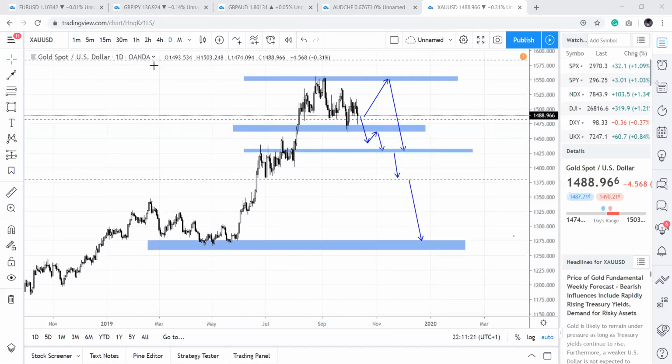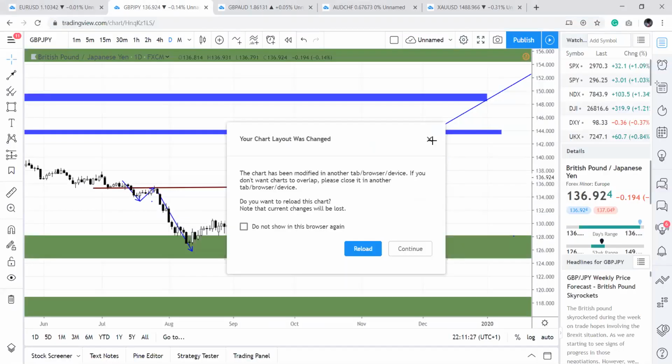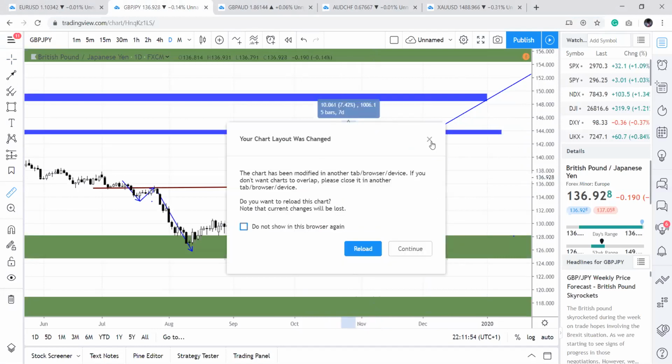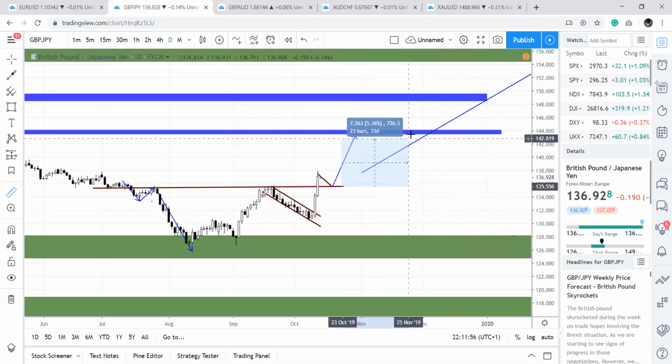So if you look at GBP/JPY, for instance, from here to here, I'm not sure it's divided though. From here to here on GBP/JPY is 800 pips. This is a daily time frame. That's a serious number of pips.